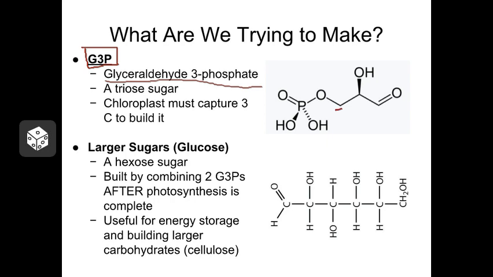G3P is a 3-carbon sugar, so there would be one there, there, and there. And it can be used as a building block, almost as a monomer, to build the big sugars like glucose. Glucose, if you remember, has 6 carbons in its chain. We would need 2 glyceraldehydes to make one of these glucose molecules.